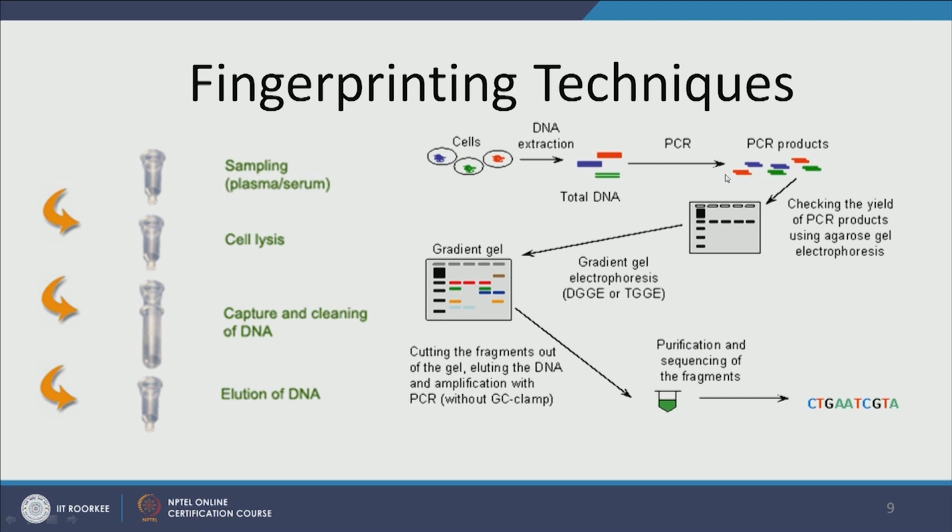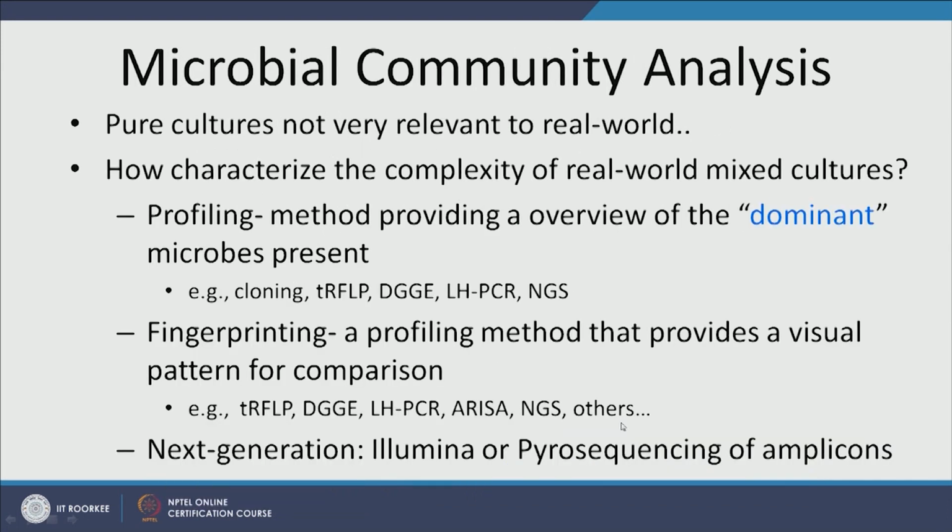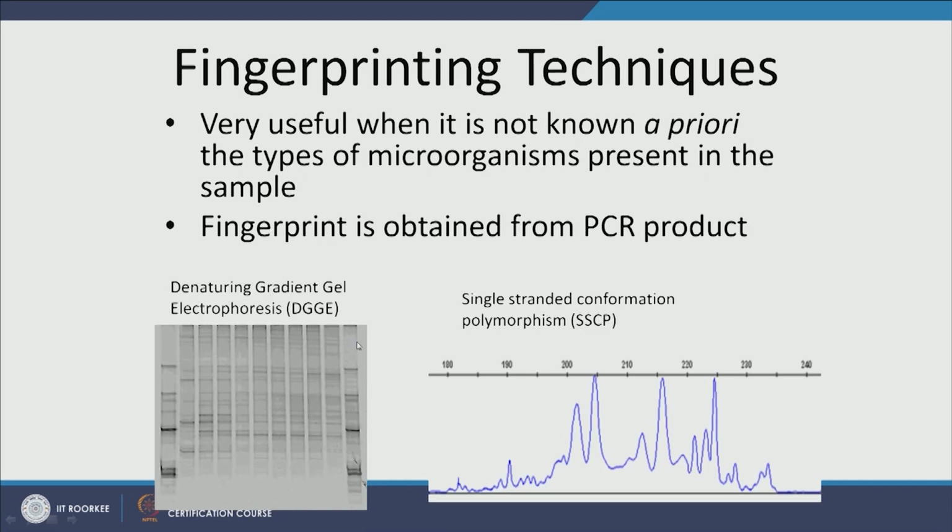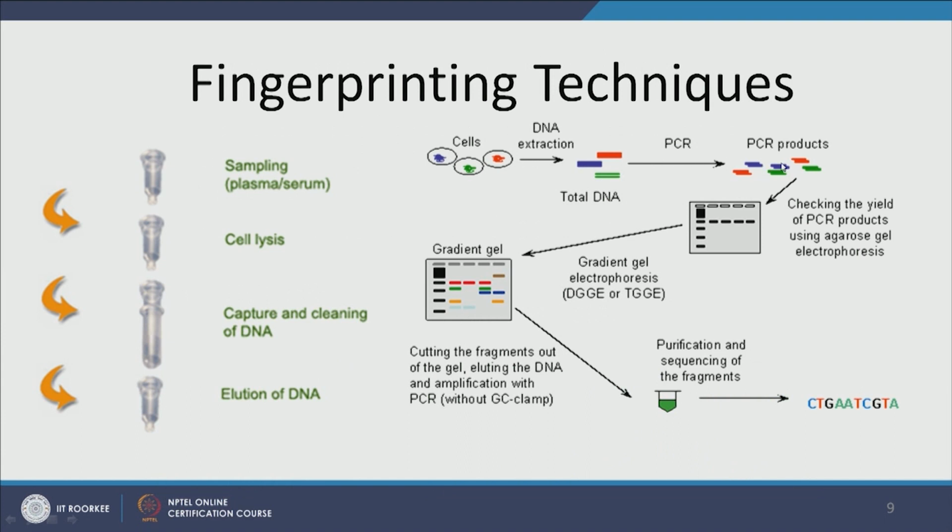So I amplify the zone of interest. Typically for DGGE, or for SSCP, if I'm interested in characterizing microbes, like who is present, then I do amplification of the 16S rRNA gene. And then I run a gel. This is gel electrophoresis. I run a gel and I check if my amplicon is the right size, because sometimes I might get more primer dimers.